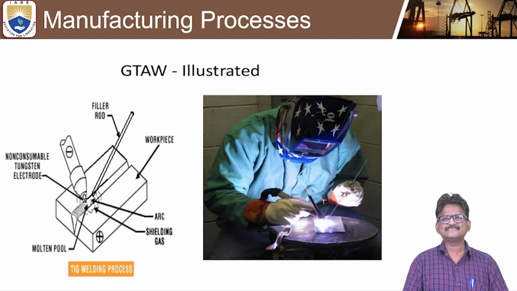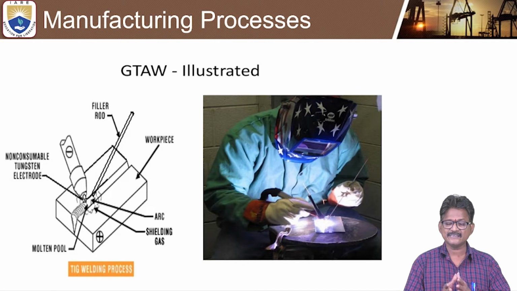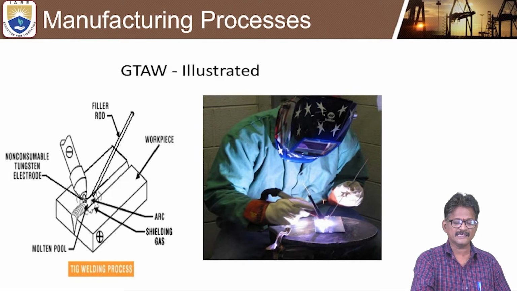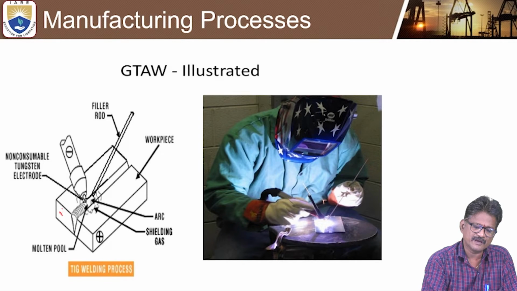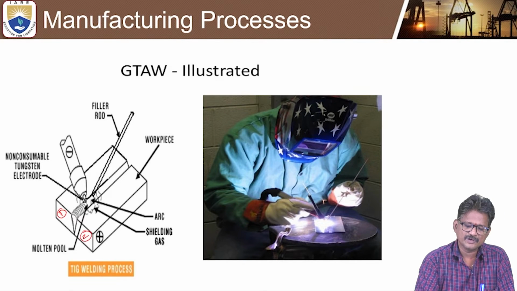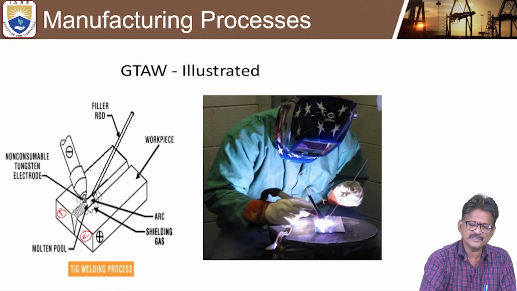Now let us see how we can illustrate it with a diagram and a real-life application. Look at the left one, you can clearly understand that there are two workpieces. This is workpiece 1 and this is workpiece 2. And there will be a weld torch, in which a non-consumable electrode rod is introduced. This is the welding torch.